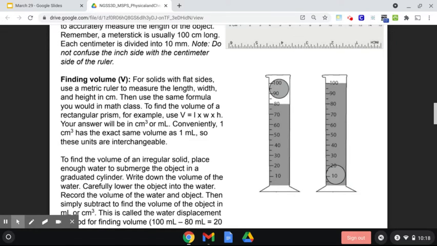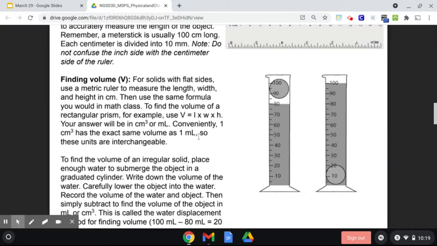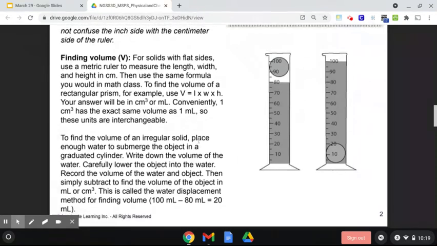Finding volume. For solids with flat sides, use a metric ruler to measure the length, width, and height in centimeters. Then use the same formula you would in math class. To find the volume of a rectangular prism, for example, use V, or volume, equals length times width times height. Your answer will be in centimeters cubed, or ml. Conveniently, 1 centimeter cubed has the exact same volume as 1 ml, so these units are interchangeable.